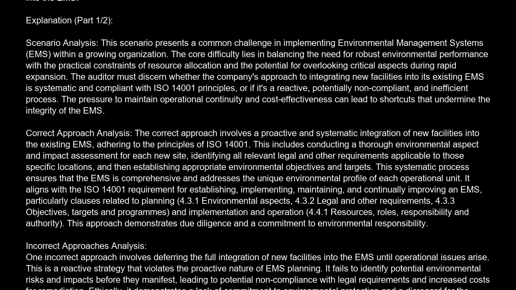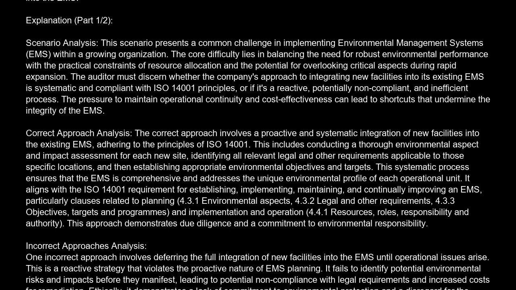The correct answer is B. Conduct a comprehensive environmental aspect and impact assessment for each new facility, identify all site-specific legal and other requirements, and establish tailored environmental objectives and targets for fully integrating them into the EMS.